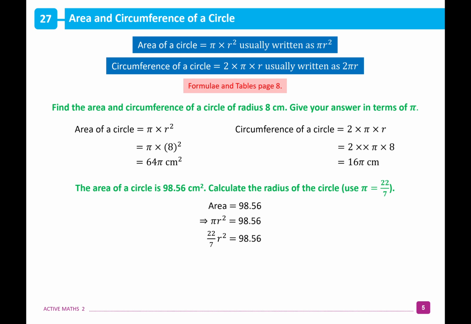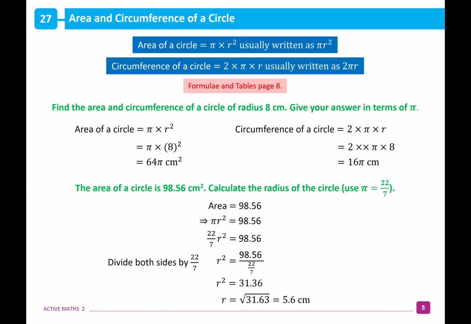I now need to solve for r. This means I want r on one side of the equation and all of the other values on the other side. Let's divide everything by 22/7. This leaves us with r squared equals 98.56 over 22/7. And now to find r on its own, we square root both sides of our equation.